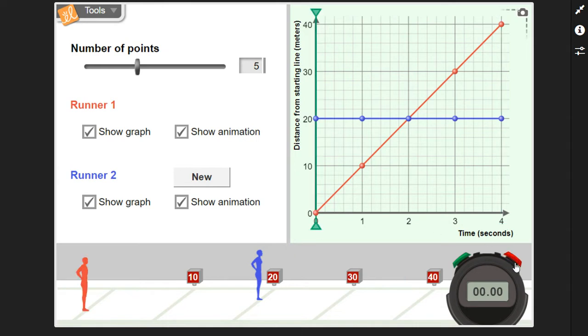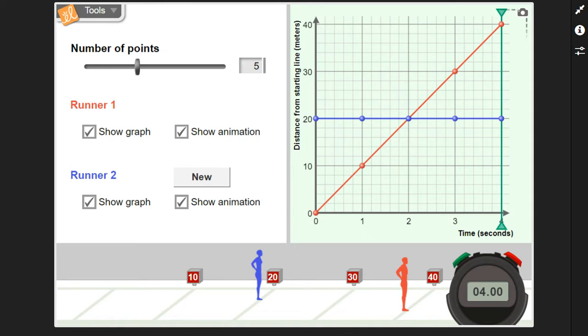For the red runner, it says, how does a diagonal line describe the motion of the runner? So if you watch the red runner, we call this constant speed. Whenever the line is diagonal like this, the runner on a distance time graph is going to run at constant speed. So a horizontal line on this type of graph means that the object is stopped. And if the line is a diagonal, it means the object is moving at a constant speed, which means it's staying the same speed the whole time.